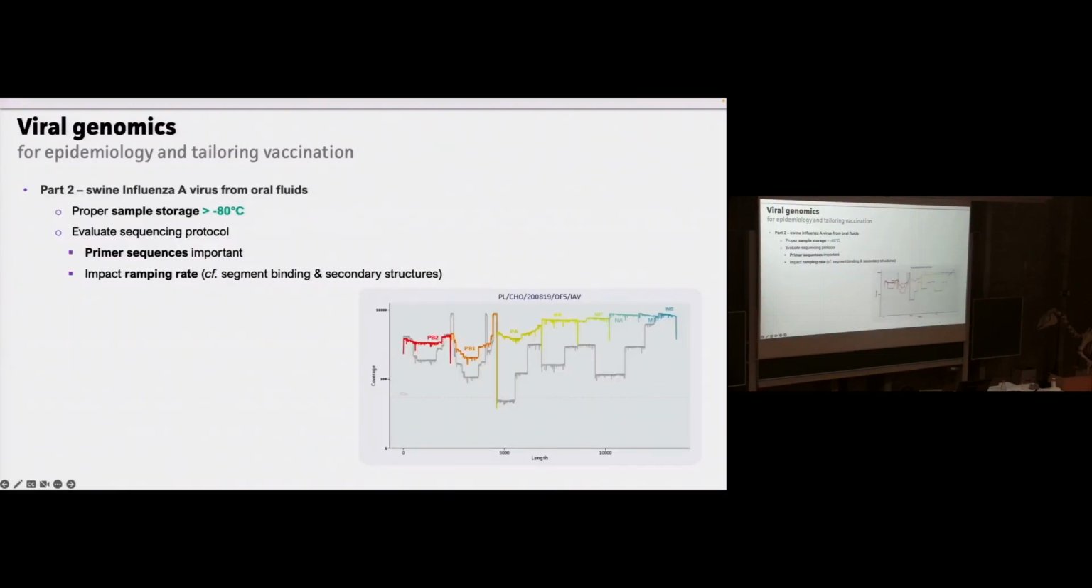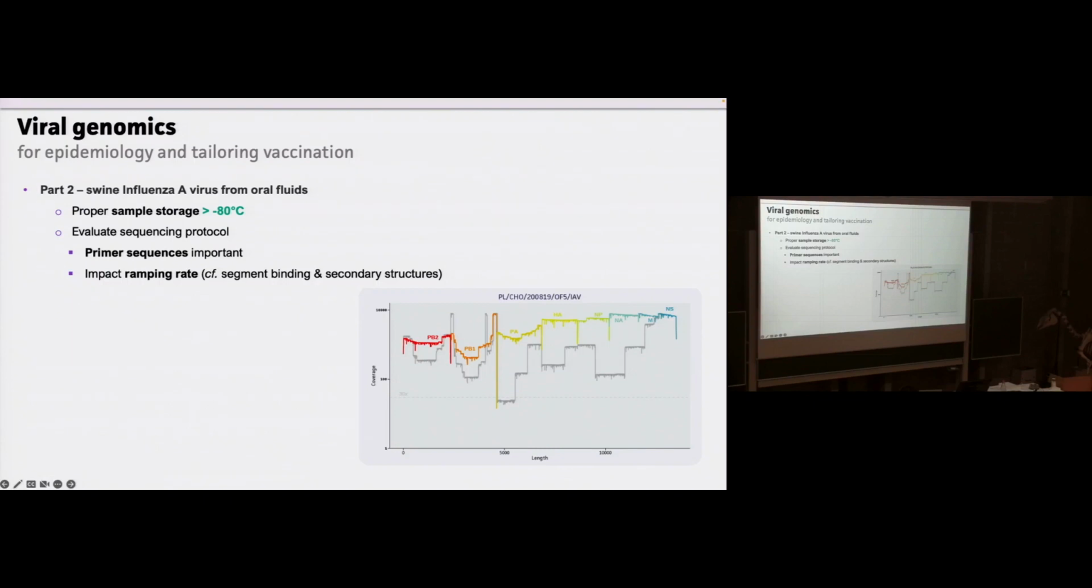Important messages that we got from this study were that sample storage is extremely important. Don't store them at -20, because there are a lot of inhibitors in these samples. -80 is the way to go. We also evaluated different protocols, in which it seemed that the primer sequences are very important, but what might be more important is the ramping rate.